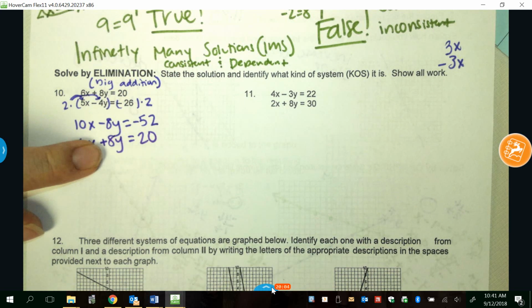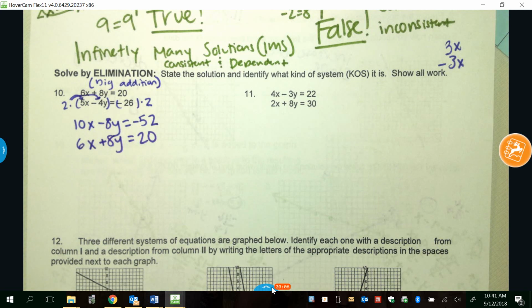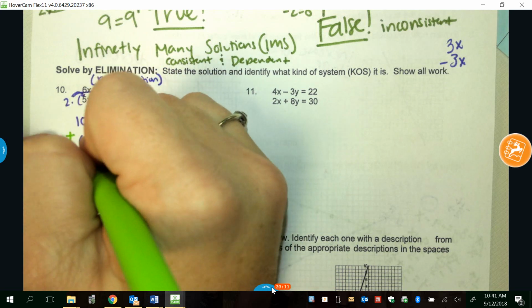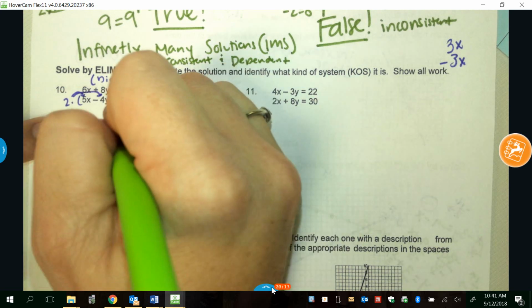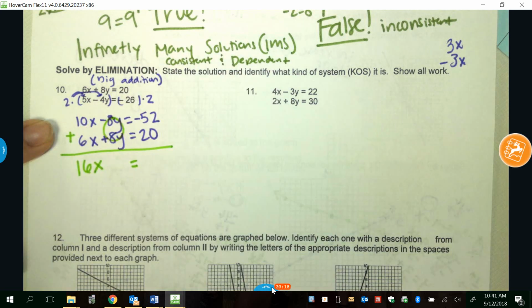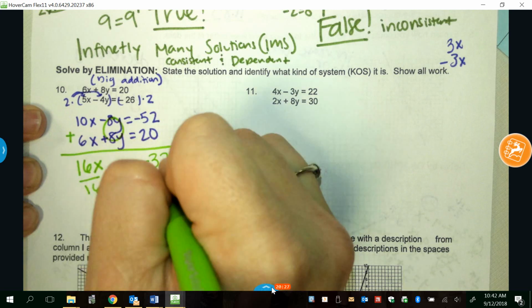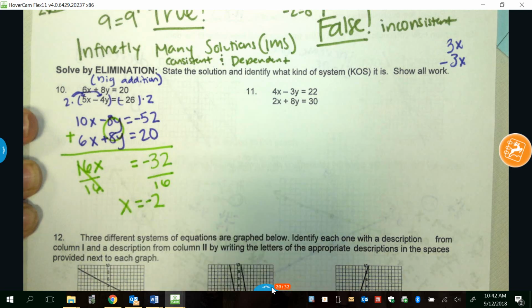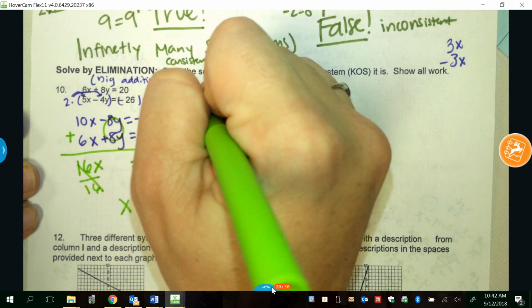Now I have something that eliminates, so now I'm going to set up my big addition, like elementary math. 10x plus 6x is 16x. Negative 8y plus 8y is 0. It cancels. Equals, what's negative 52 plus 20? It's negative 32. Okay, now my goal is to solve for x. So we're going to divide both sides by 16. That cancels and we get x equals negative 2. Okay, so now I have half of my answer.